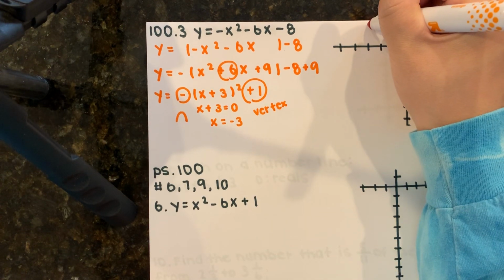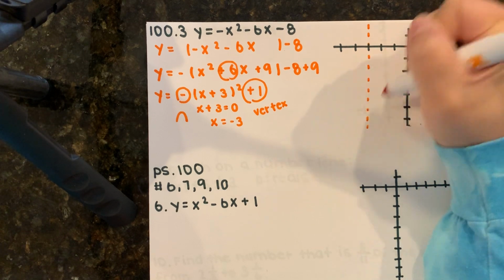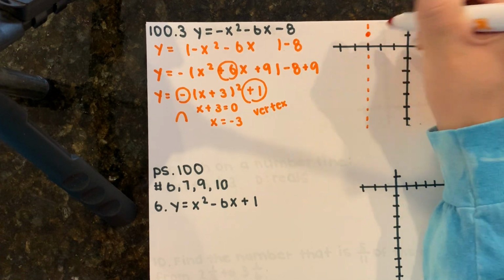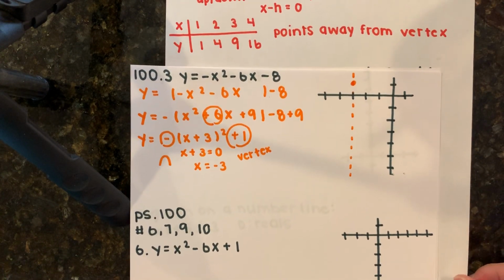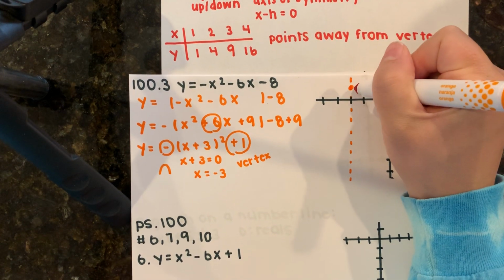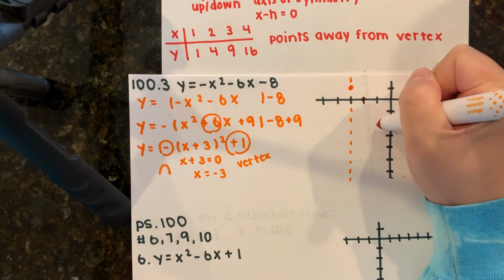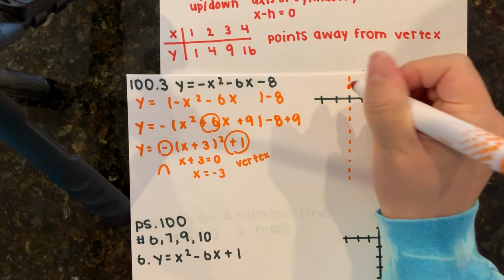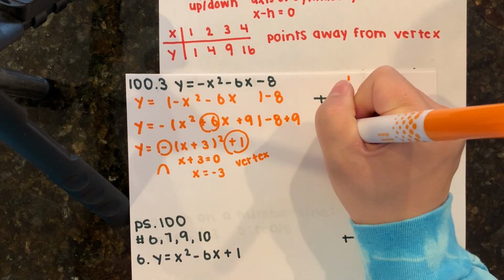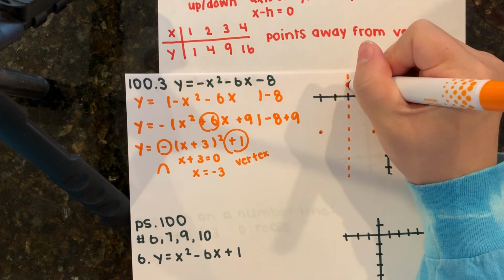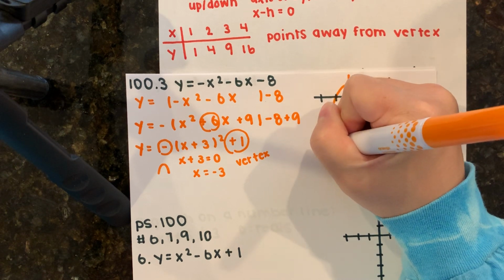So at negative 3, it's going to be my axis of symmetry, and then at positive 1, that's going to be my vertex. Now I'm going to refer back to my chart right here, which tells me that for my vertex, I'm going to go over 1, down 1, and then over 2, down 1, 2, 3, 4. You're going to do the same thing on both sides. So over 1, down 1, and then over 2, down 4. And then you're going to connect the dots. And that should be the shape of your parabola.